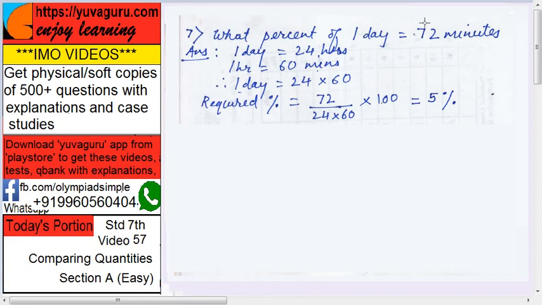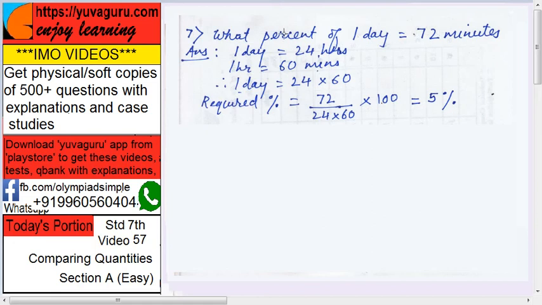That's easier. One day equals how many hours? 24 hours. 1 hour equals how many minutes? 60 minutes. So one day equals how many minutes? 24 into 60. These many minutes. Now instead of day, you have these minutes, and the other quantity is also minutes. So you can compare now.